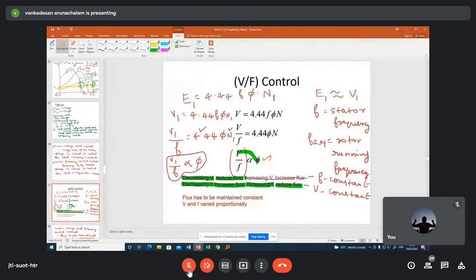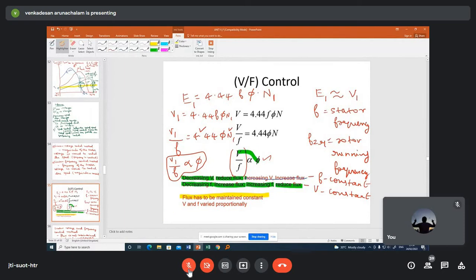So it is always desirable to maintain the flux at its rated value, and it should be maintained constant. That is what I have written here: flux has to be maintained constant. This is the requirement in an induction motor. How to do this? You vary V and f proportionately.